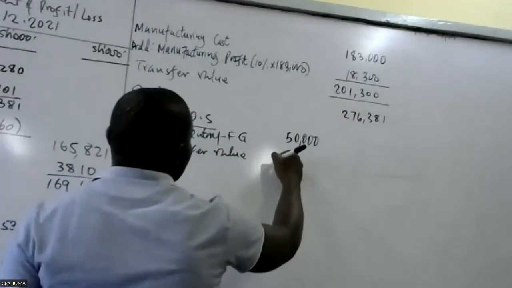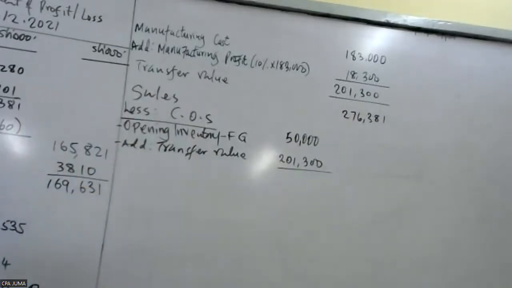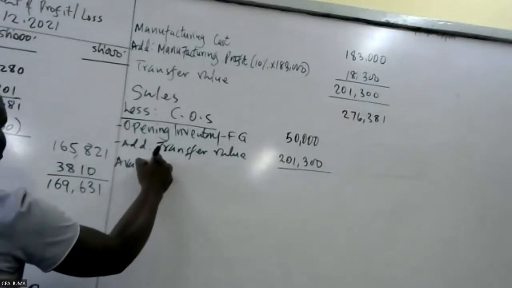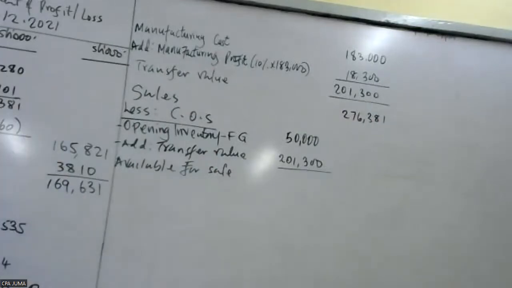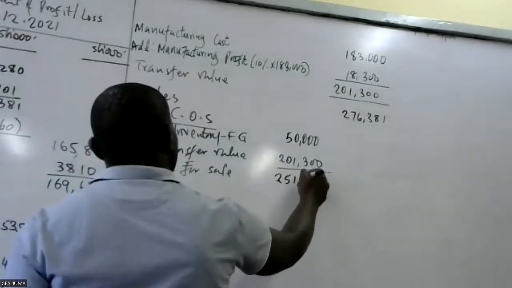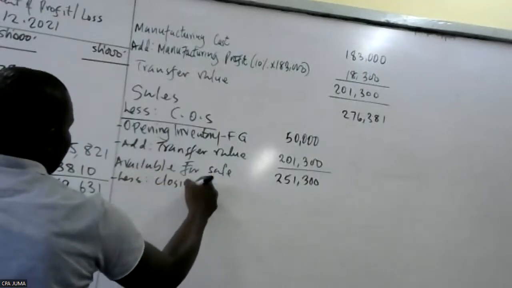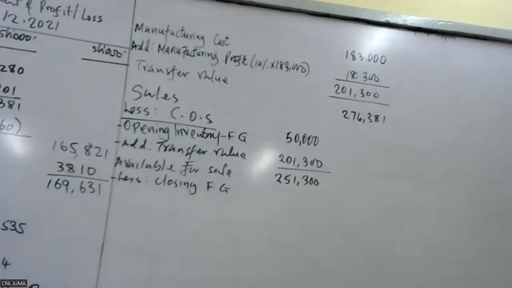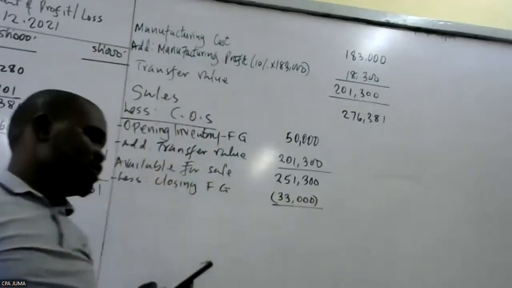So here, add transfer value, that is 201,300. So the sum of the two is cost of goods available for what? Available for sale. Cost of goods available for sale. How much? 251,300, less closing finished goods. Closing finished goods, check note 1. At what? 33. So do that.